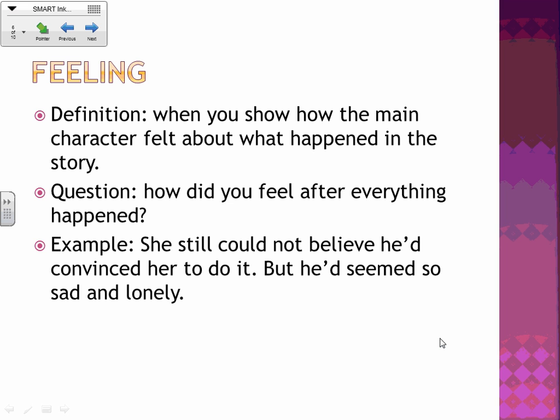So for Mary, she still could not believe he'd convinced her to do it, but he'd seemed so sad and lonely. So she's talking about her feelings. She feels surprised with herself, but she also felt sorry for him, and she's letting us know that.